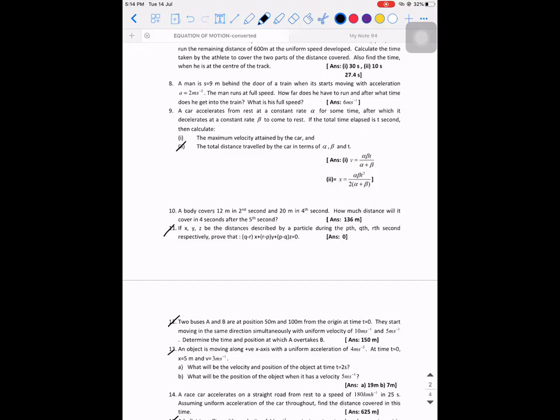One thing is clear here: constant rate means uniform acceleration. So uniform acceleration means I can apply equations of motion. Till that it is clear, right? If the total time elapsed is t, meaning the total time taken for it to accelerate as well as decelerate is time t, then the maximum velocity attained by the car. When will the maximum velocity of the car be existing?